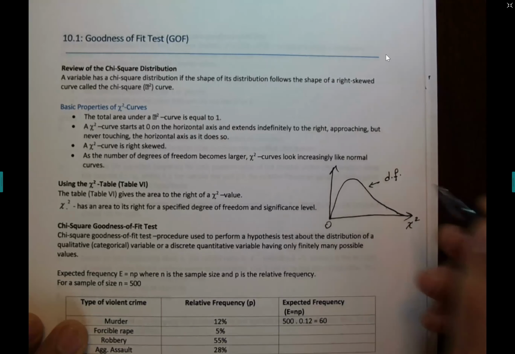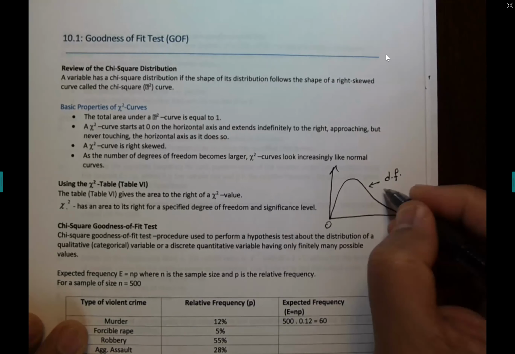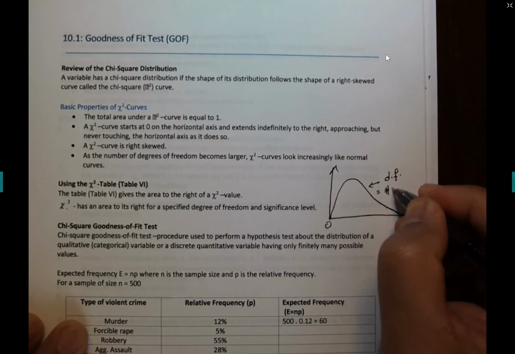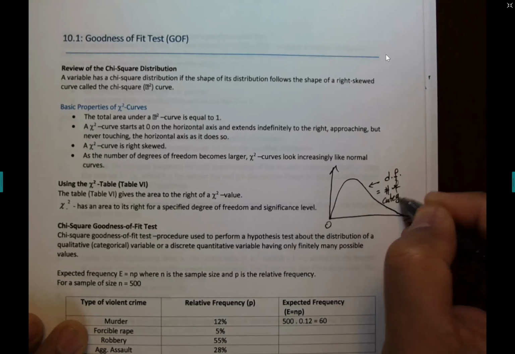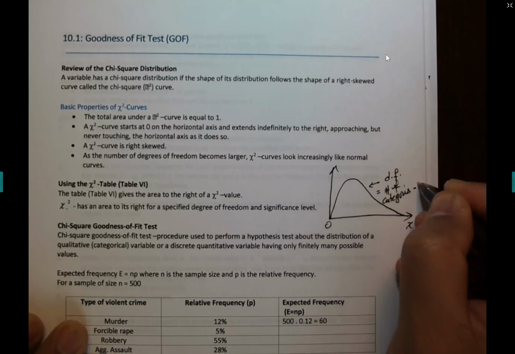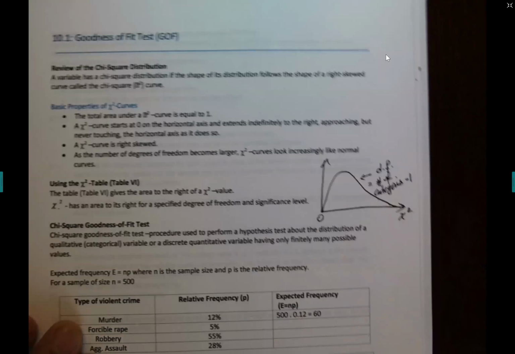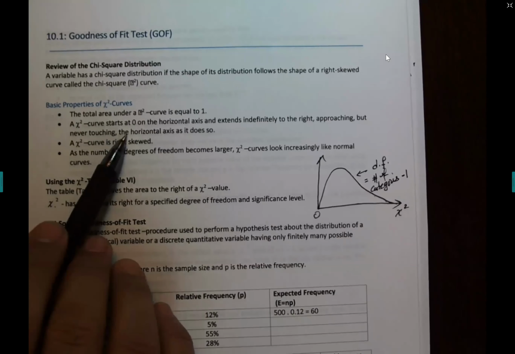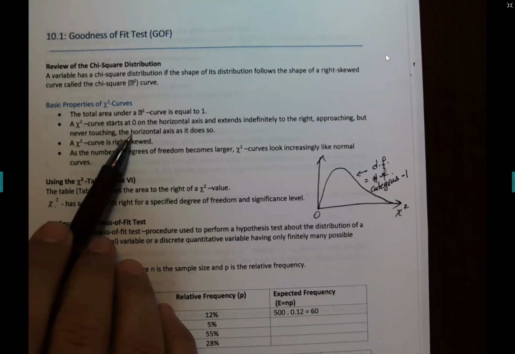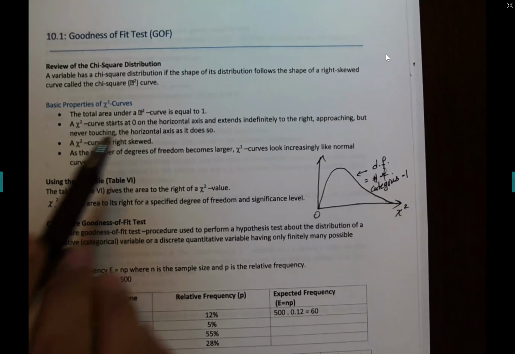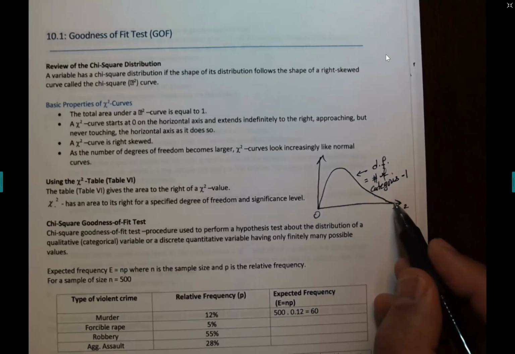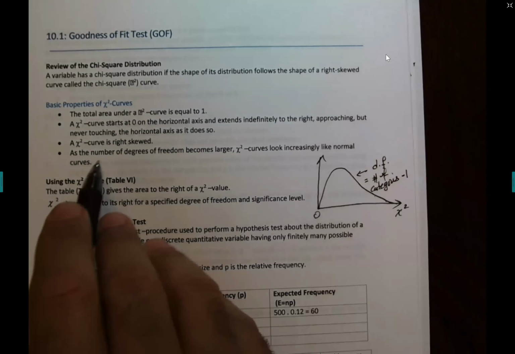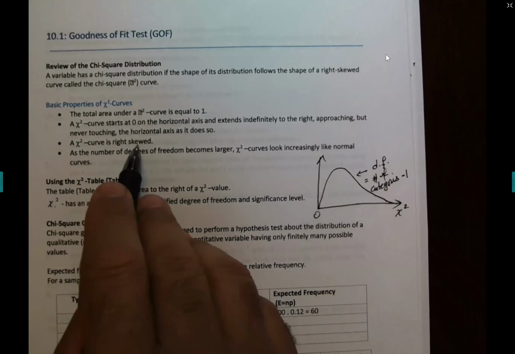And the degrees of freedom, in this section 10.1, is number of categories minus 1, which you'll learn later how to find. Number of categories minus 1. So total area under the curve is 1. Chi-square curve starts at 0 on the horizontal axis, extends indefinitely. So this tail, guys, doesn't touch the x-axis. It goes there indefinitely, but it is very close to the x-axis.